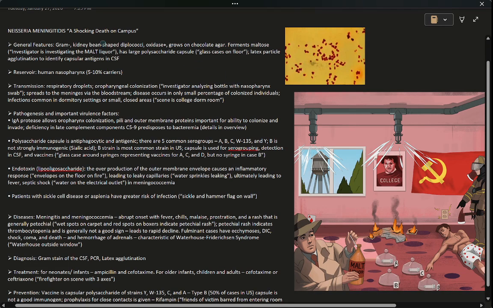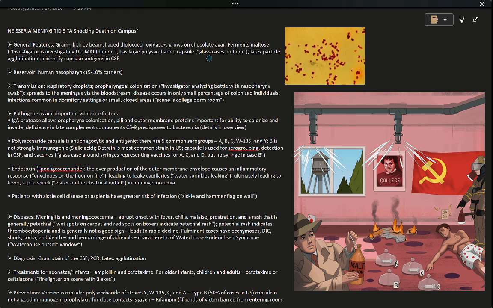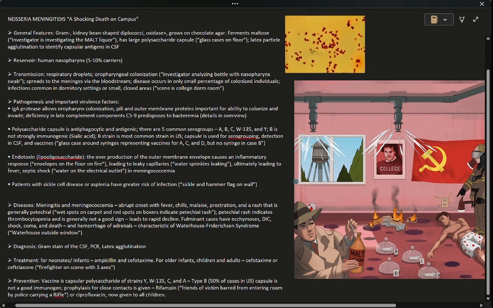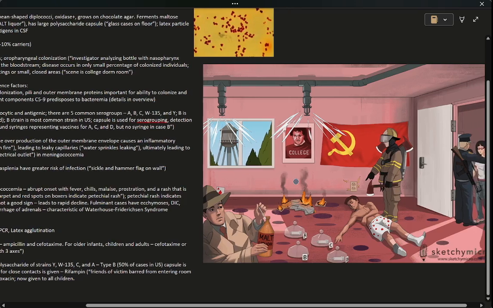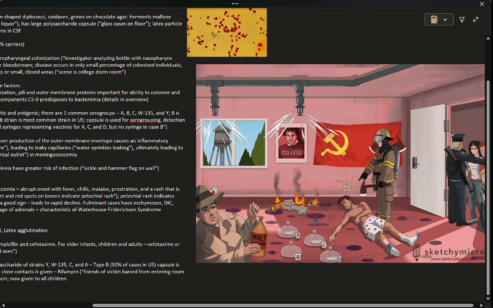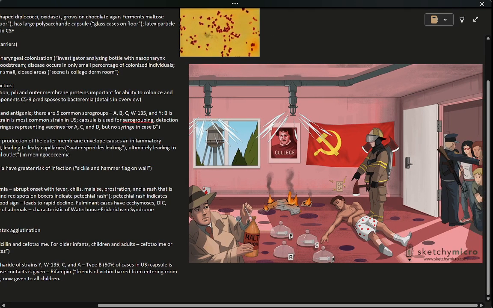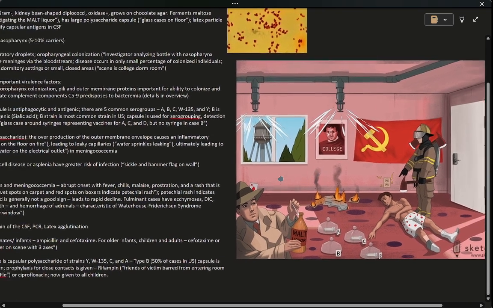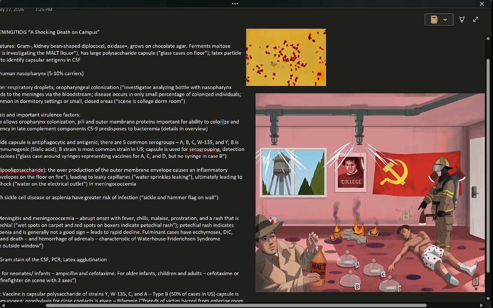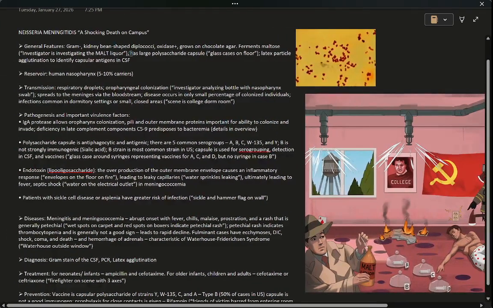The bacteria also has a large polysaccharide capsule, so think about the glass cases on the floor. And yes, so these are glass cases. I have no idea where they are. But anyways, let's just keep moving. At the very least, think about the fact that it has a large polysaccharide capsule.